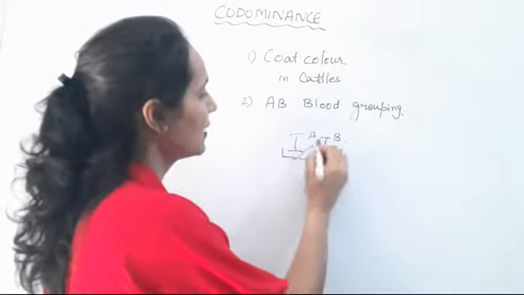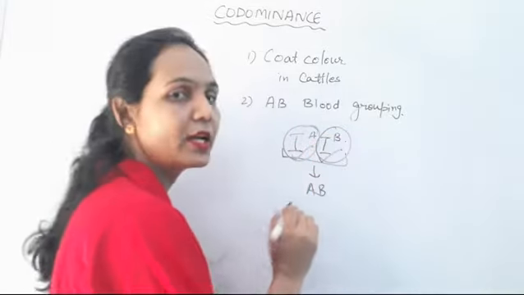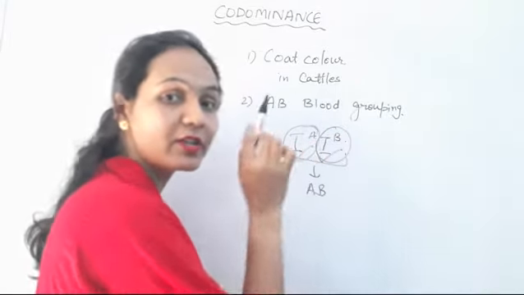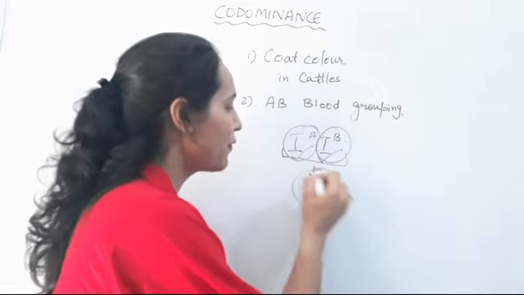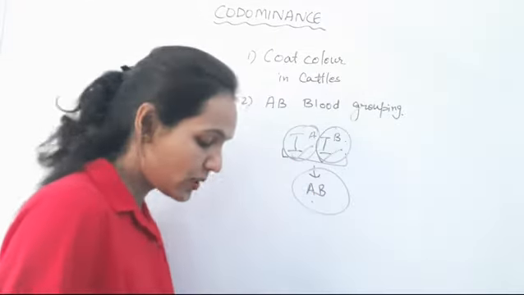Can you see this? This is one allele, this is the other allele, and they are equally responsible for expressing themselves and forming the AB blood group. So that's all for today.